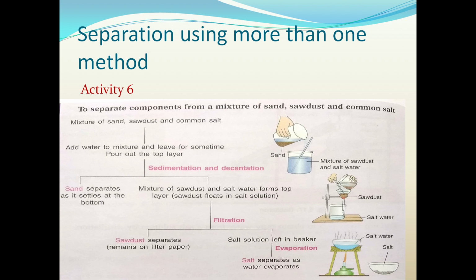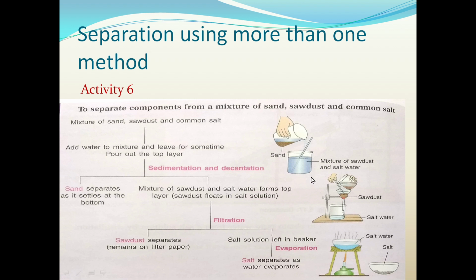Okay, now what all is present in the liquid now? Sawdust and salt. Salt gets dissolved in water. Sawdust being light floats on the water. So now one component is separated, that is your sand. Now we have to separate sawdust and salt. Next step. Mixture of sawdust and salt water forms the top layer. Sawdust floats in salt solution. So, sand is separated and now you have sawdust, water and salt in the solution.